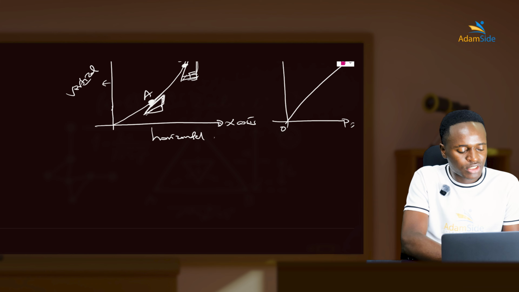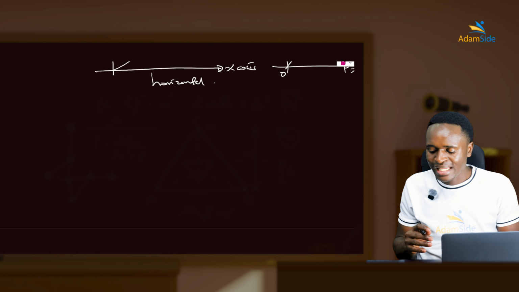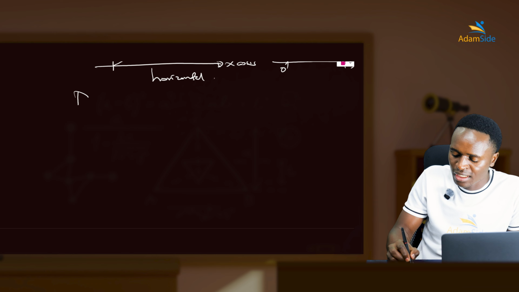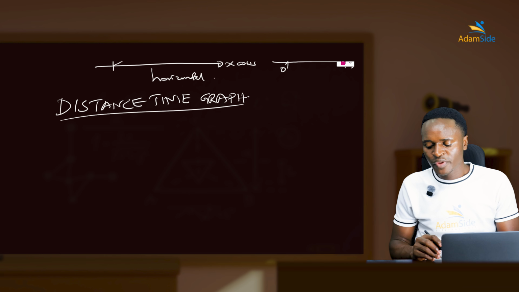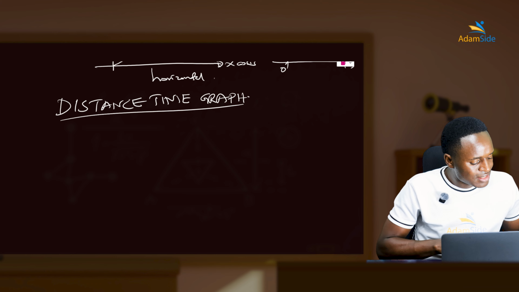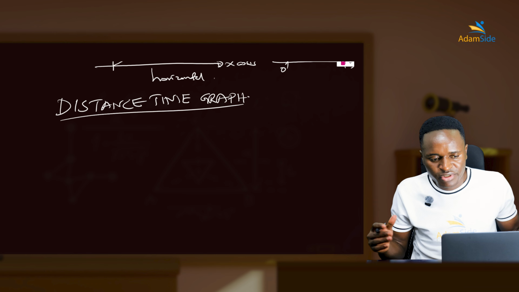Then we're going to move on to the distance time graph. How does a distance time graph look? How are we able to differentiate between a distance time graph and a speed time graph?